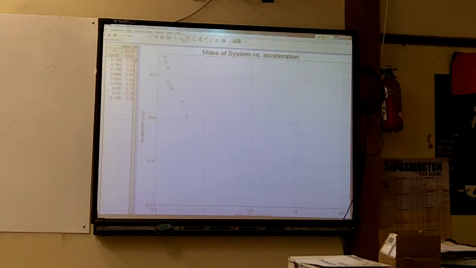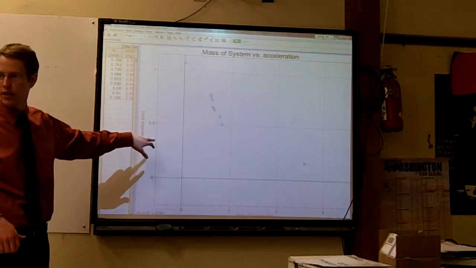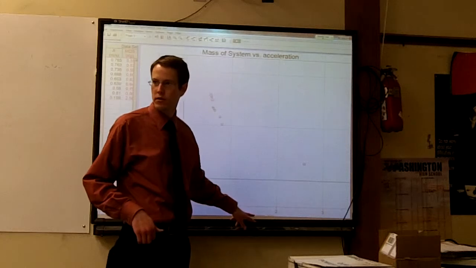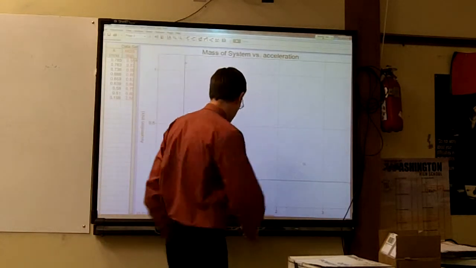All right. When we do this, here's an example from another class, and you can see the data is kind of spread out here. So in your notes, you want to have acceleration up here. Go ahead and sketch that in that first graph. Second graph, massive system. And what you get is a trend that curves down like this.